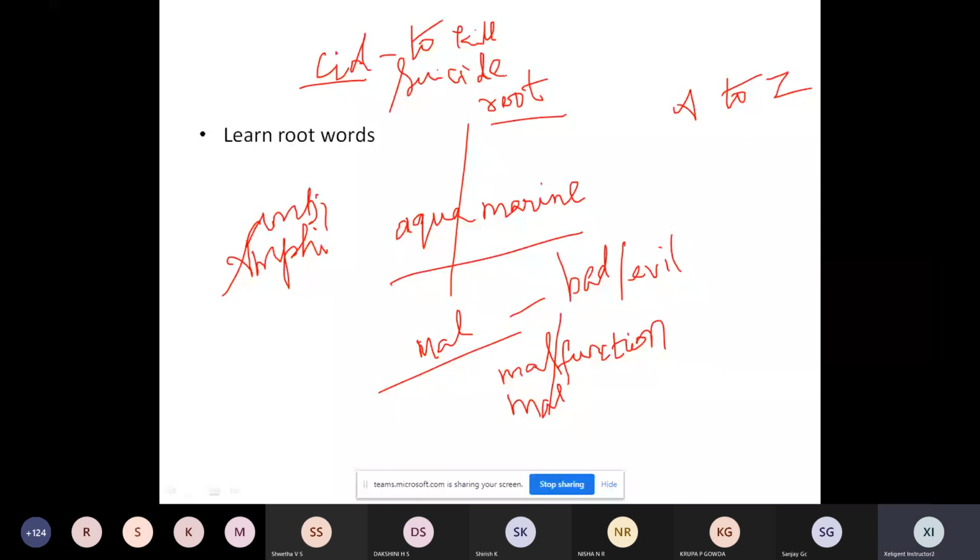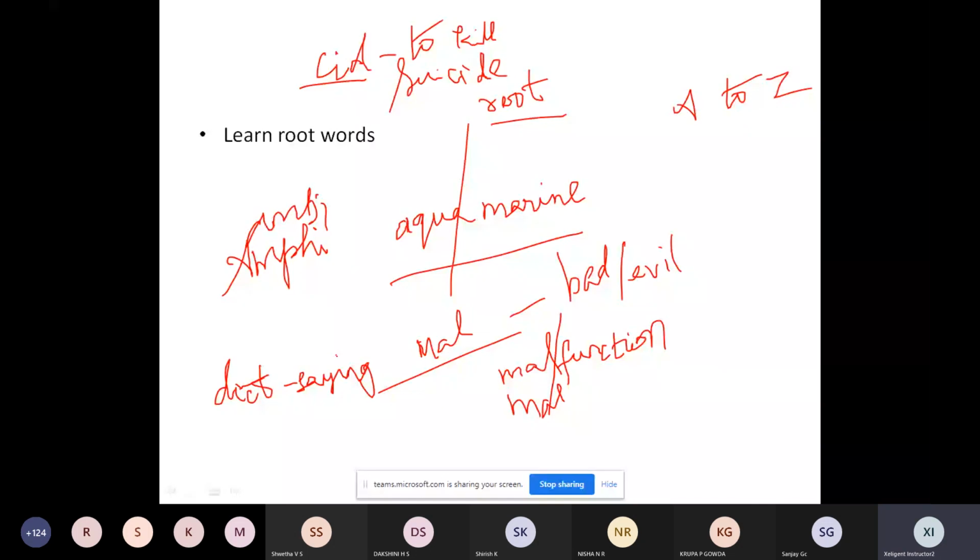Dict. Dict means saying. Dictator, in that you can find dict. Dictionary, in that you can find dict. You cannot get the exact meaning, but you can get a similar meaning if you learn the root word.